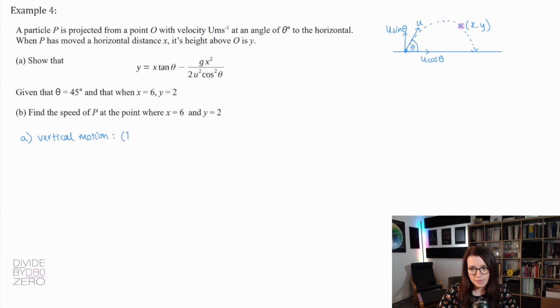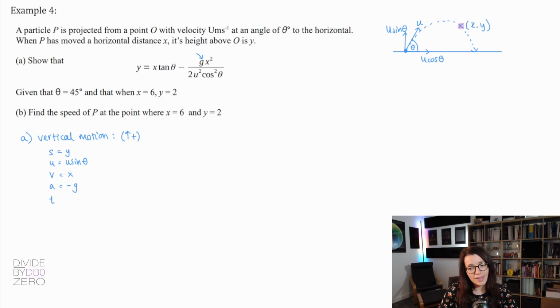I'm going to take up as positive and do a suvat. Vertically, displacement is described as y. Initial velocity will be u sine theta from the diagram. Final velocity, don't know, don't care. Acceleration minus g. Now I'm going to keep it as minus g rather than minus 9.8 because I can see that there's a g in the equation that I'm trying to get to.